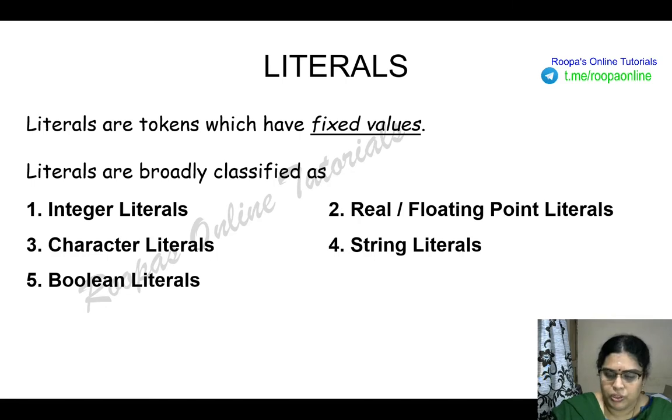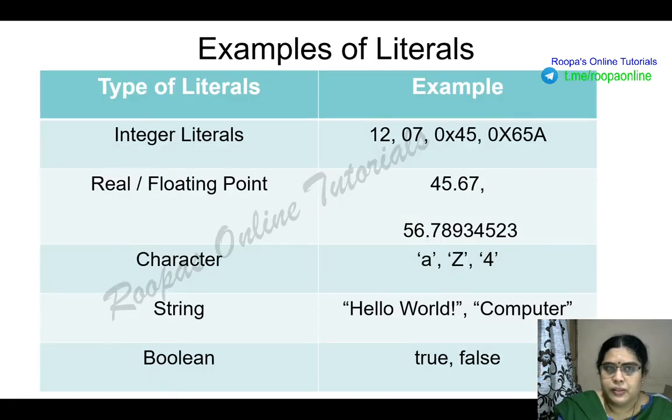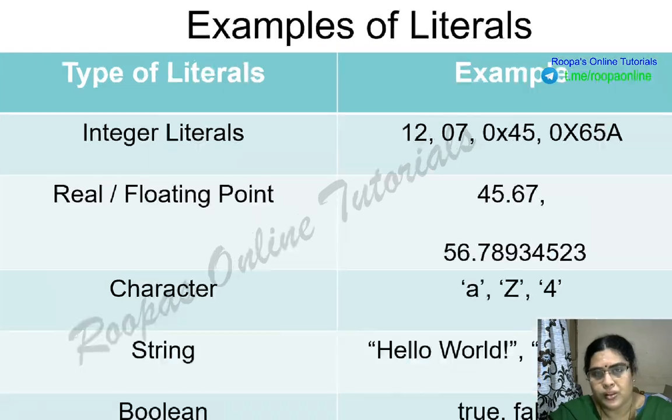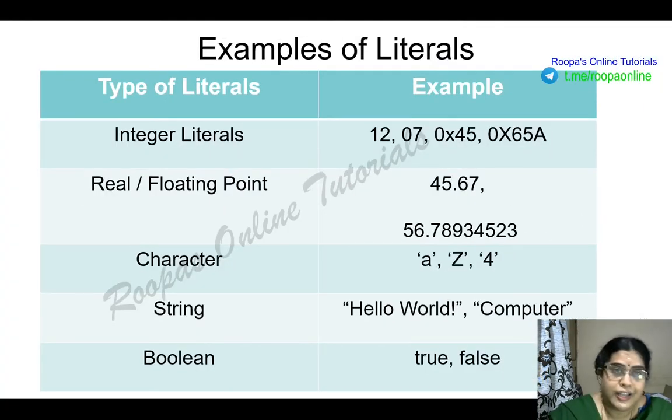Now we will see what these types of literals are. In the example I have given, there are integer literals. Integer literals are those which take whole numbers. That means they will not have any decimal number. They only have whole numbers and no fractions.